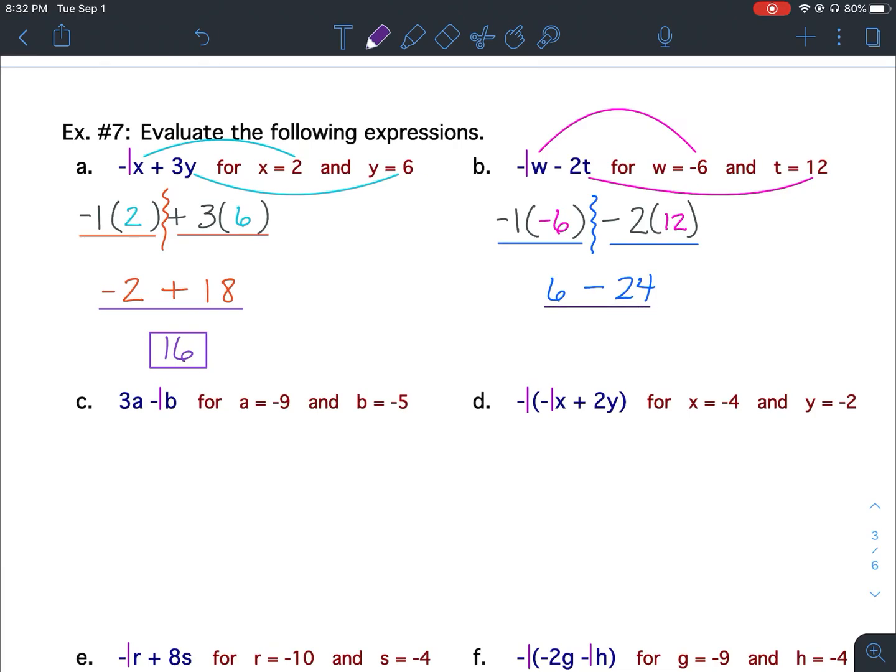Now I combine these numbers. Those signs are different. That's a +6 and a -24. So I'm going to subtract. 24 minus 6 is 18. Since 24 is the larger number, it's going to be -18. So again, plug your values in, multiply, and then add or subtract.